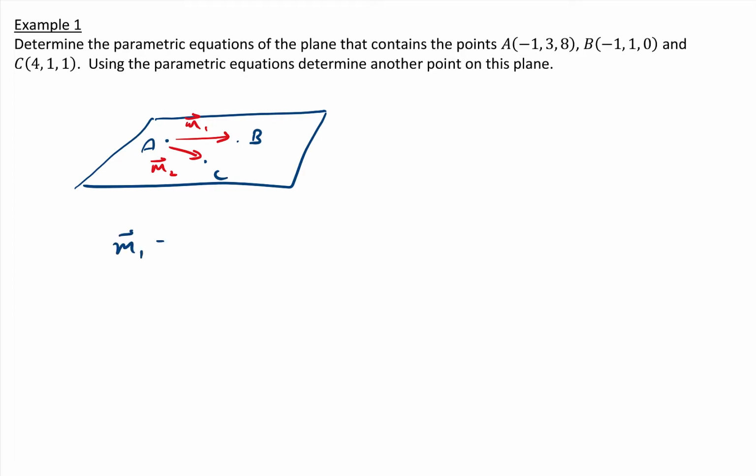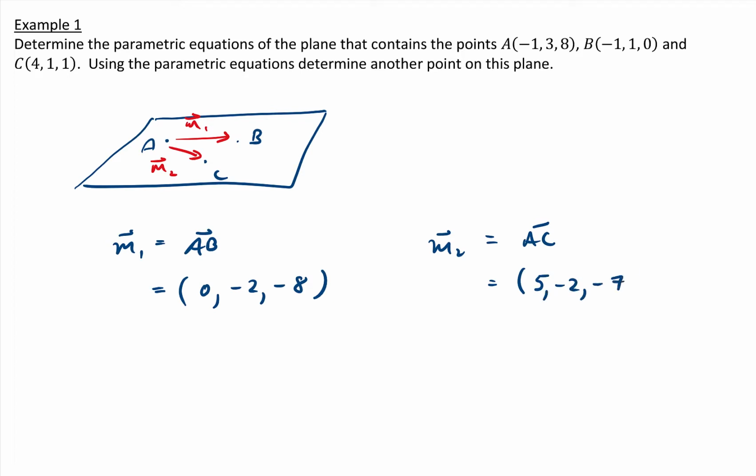So M1, looking at our diagram, is equal to vector AB. And remember, AB is the same thing as OB minus OA. So the components of vector AB are going to be 0, -2, and -8. So our second direction vector, M2, is equal to vector AC, and the components for AC are 5, -2, and -7. So there are two direction vectors for this plane.